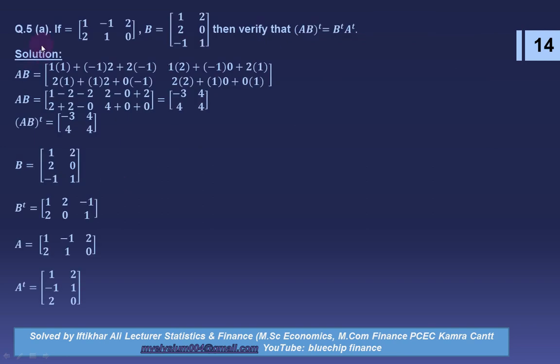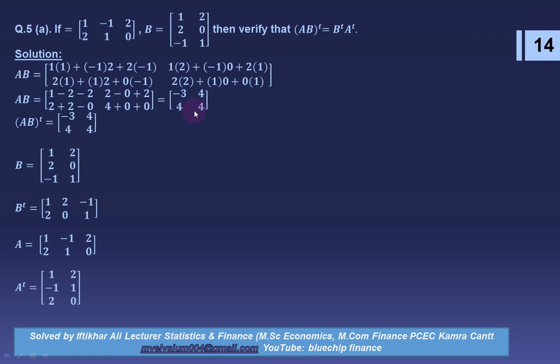After that, question number 5 is: if A is 1, minus 1, 2, 2, 1, 0 and B equals 1, 2, 2, 0, minus 1, 1, then verify that (AB) transpose equals B transpose multiplied by A transpose. So first of all, we need the multiplication of matrices AB. First row multiplied by first column, first row multiplied by second column, which is given here. And after that, second row multiplied by first column and second row multiplied by second column. These are given here. So after solving, A multiplied by B is minus 3, 4, 4, 4.